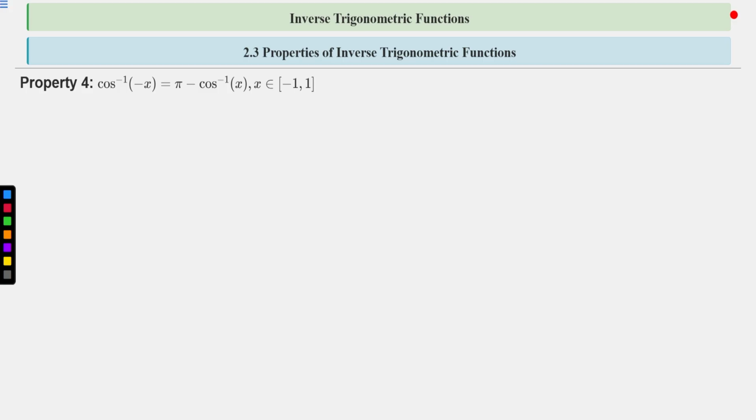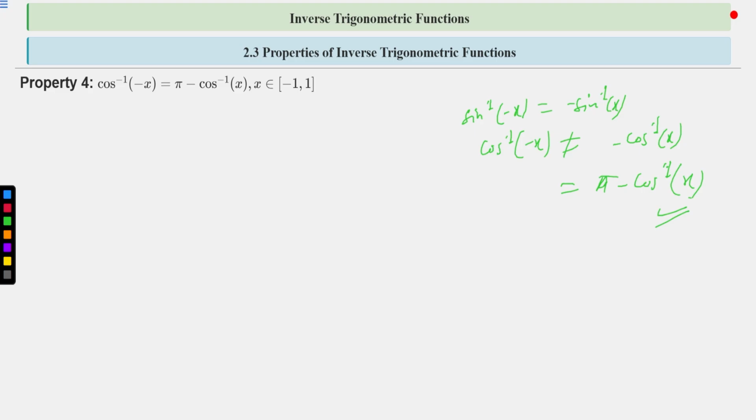Property 4 is basically cos inverse minus x is equal to pi minus cos inverse x. You will remember this. See, sine inverse minus x is equal to minus of sine inverse x, but cos inverse minus x is not equal to minus of cos inverse x. Clear? It is equal to pi minus cos inverse x. This thing you have to keep in mind. And x will always belong to minus 1 to 1.